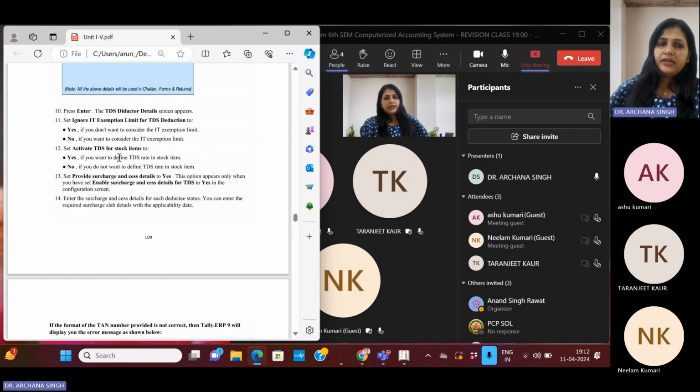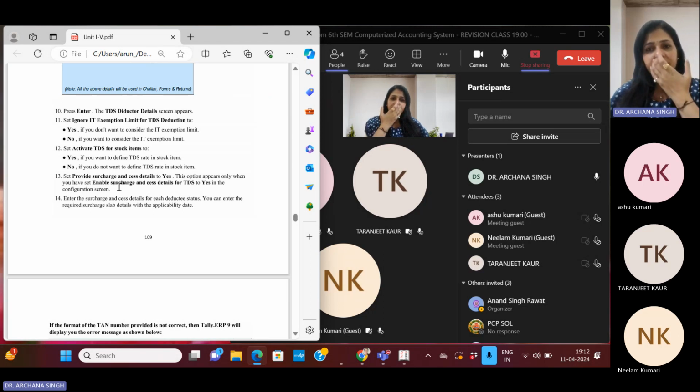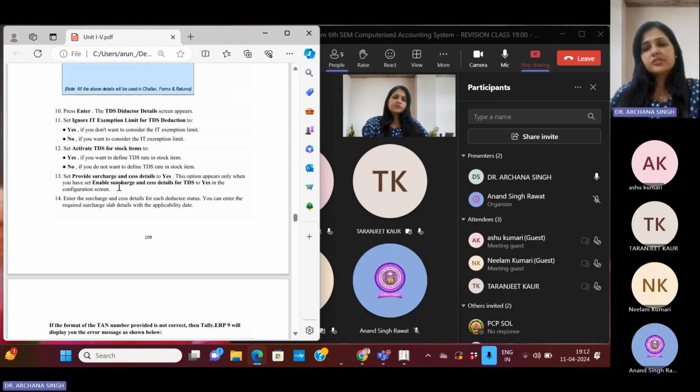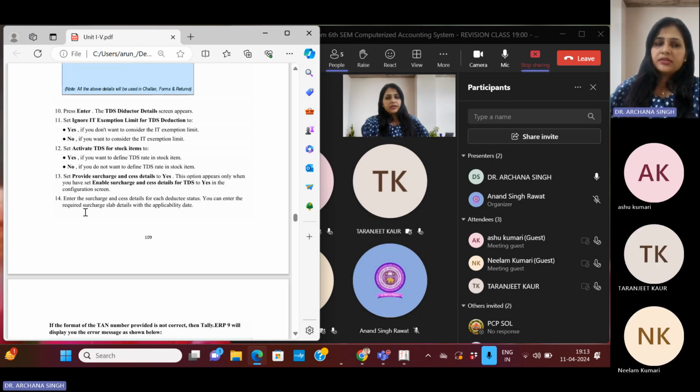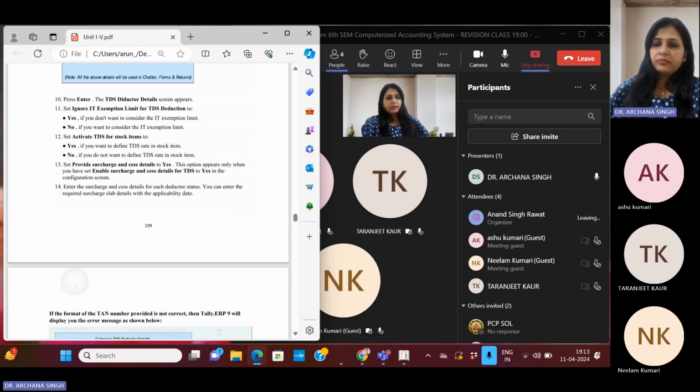Then activate TDS for stock items. If you want your TDS rate of stock item is defined, then you can opt the option yes, otherwise no. Then set provide surcharge and set details. अगर आप surcharge and cess के details भी चाहते हो, then you have to make that option yes, otherwise no. Then enter the charge and set details for the deductee status. You can enter the required surcharge slab details with the applicability date.